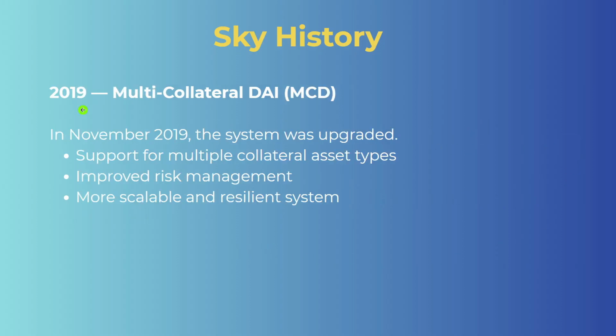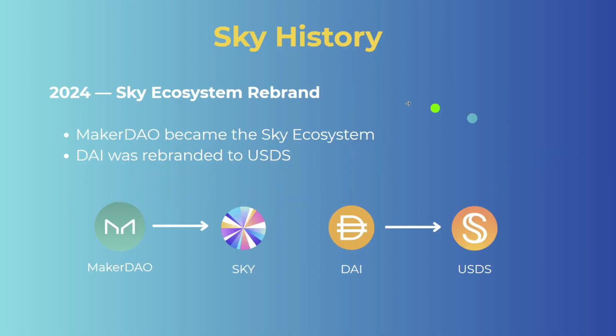In 2019, they introduced the multi-collateral DAI. So in November 2019, the system was upgraded. It added support for multiple collateral asset types and improved risk management. This brought a more scalable and resilient system.